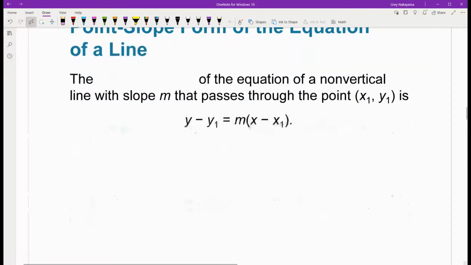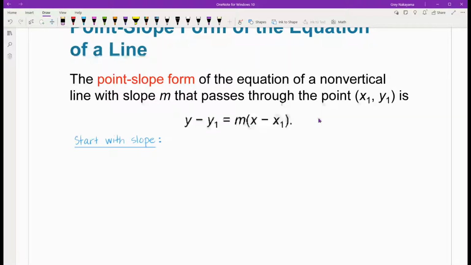Okay, next, point slope form of the equation of the line. Right here, y minus y sub 1 equals m times x minus x sub 1. Now, I'm going to tell you where this came from, because I think if you know where it comes from, it will help you remember it. And some people think it just looks complicated.